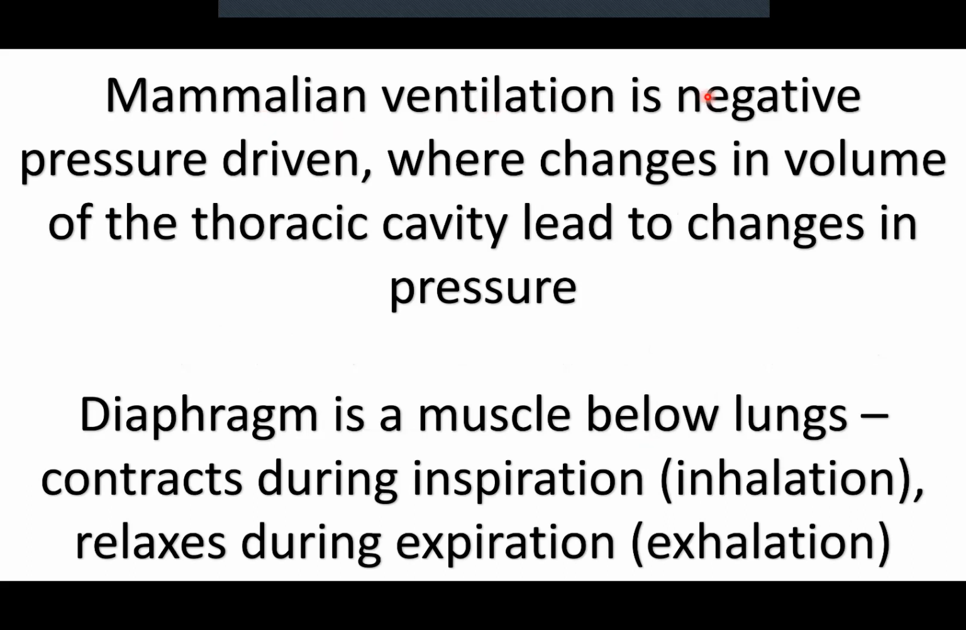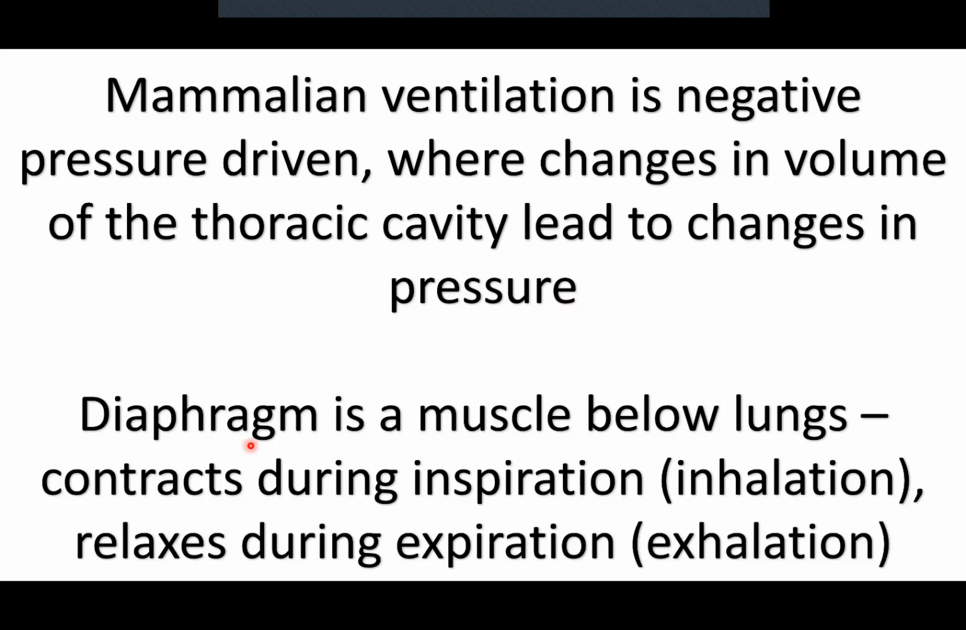And mammalian ventilation is negative pressure driven. So changes in volume of the thoracic cavity, that's where your lungs and your rib cage is, and the muscles used, lead to changes in pressure. So remember, when we talk about gases, pressure and volume are connected. In a system, if the volume of gas increases, then the pressure also increases, and vice versa. If we're keeping the total volume of the container the same, which we are for the lungs, because your lungs are just one size that can take in air and also exhale air.